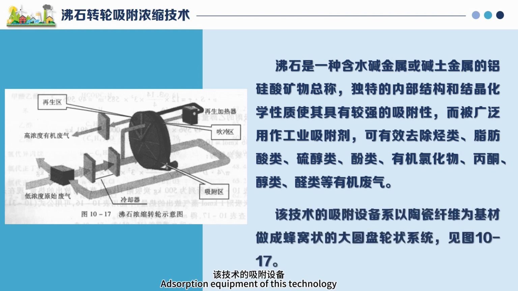Adsorption equipment of this technology: the system takes ceramic fiber as the base material, and a large disc wheel system is made into a honeycomb shape. See figure 10-17.